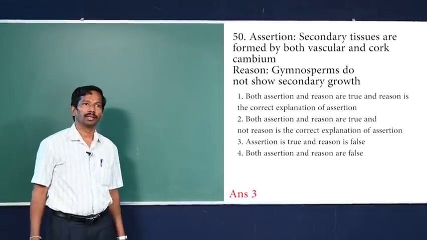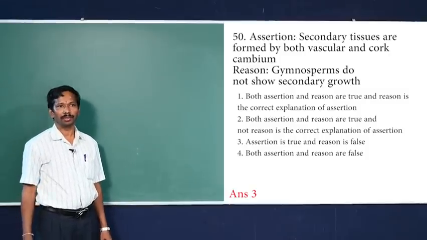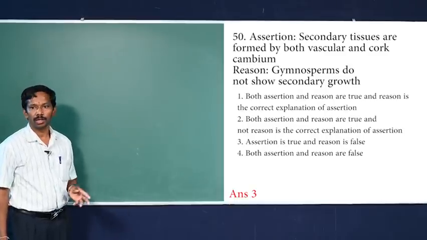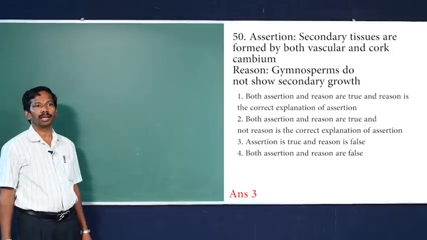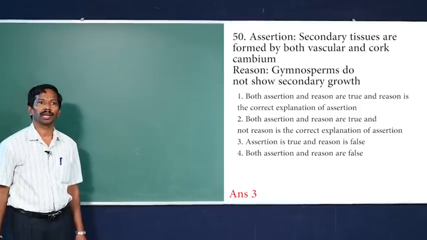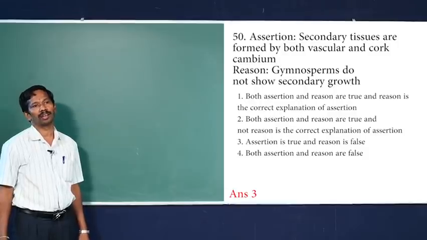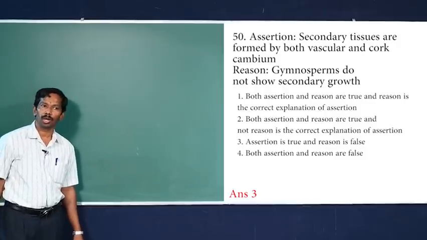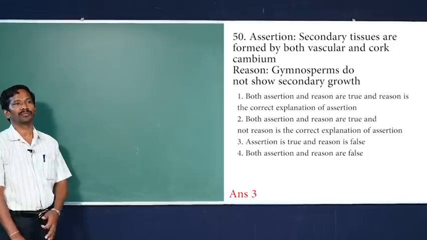Next assertion reason question. Secondary tissues are formed by both vascular and cork cambium. Yes, vascular cambium produces secondary vascular tissue. Cork cambium produces secondary tissues in the extrastelar region. Reason given: gymnosperms do not show secondary growth. That is wrong, because along with dicots, gymnosperms also show secondary growth when compared to monocots. Only in monocots is secondary growth generally absent, excepting certain exceptional cases where anomalous or abnormal secondary growth may occur. So the answer is 3, assertion is true and reason is false.